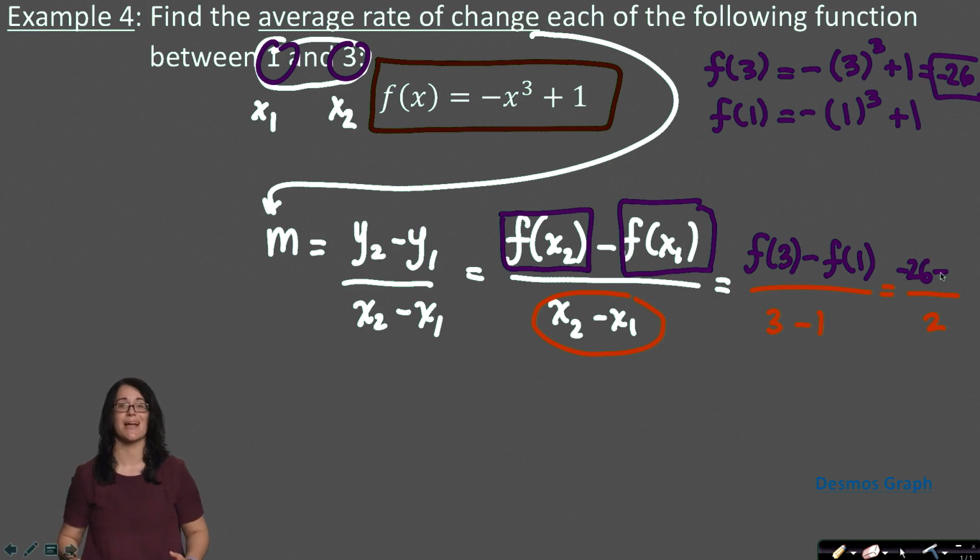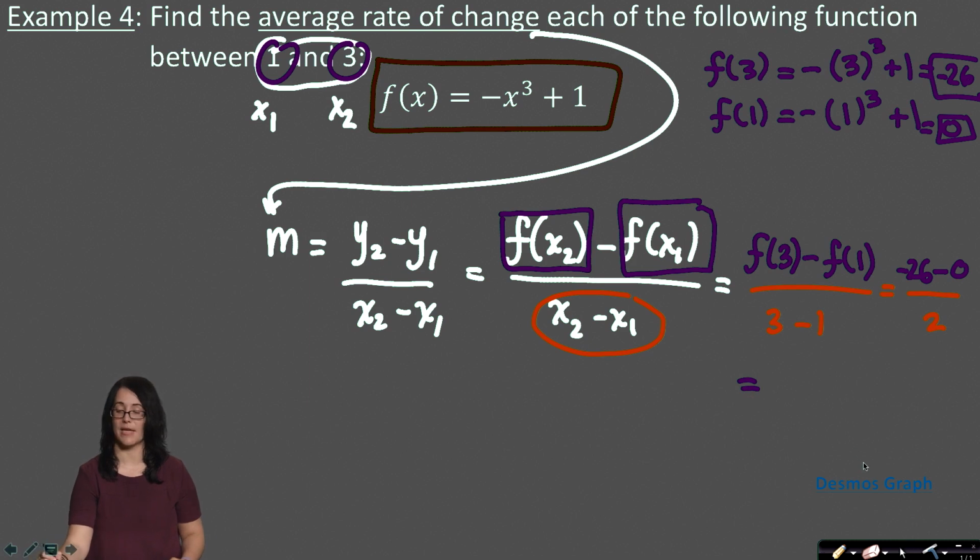Then we're supposed to subtract our first y value, f of 1 in this case, or f of x1. Well, that means take the opposite of 1 to the third power. Well, 1 to the third power is just 1, right? And the opposite of 1 is a negative 1. So I have a negative 1 and a positive 1. Combined, that's 0, isn't it? So minus 0. So our first y value was a 0. Our second y value was a negative 26. So it does appear we're falling, aren't we? So we should have a negative rate of change. And that's what's going to happen.